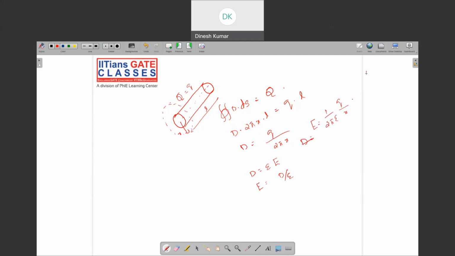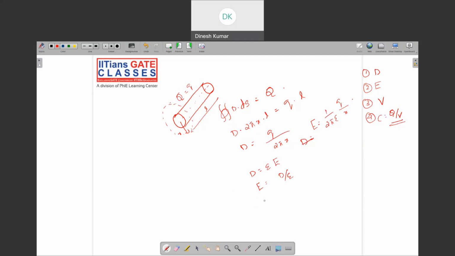So the first step is to find D using Gauss theorem. Second step is to find E. Third step is to find V. And fourth step is to find C equal to Q by V. Right. So that's how we are finding this. Now we can find V.